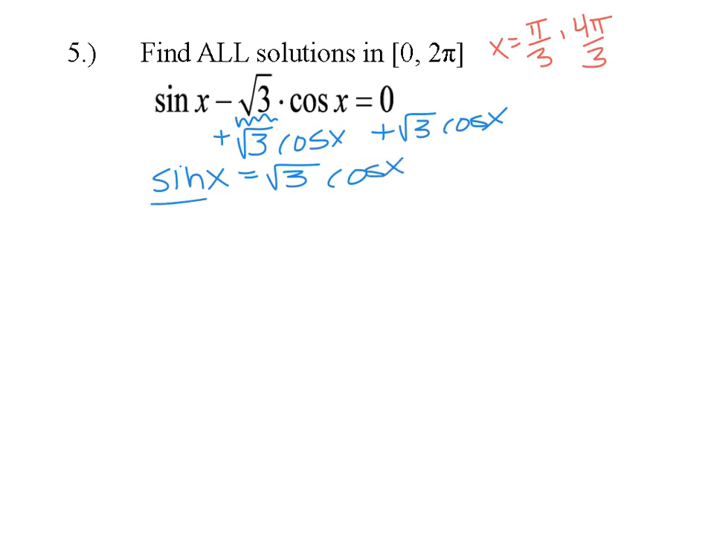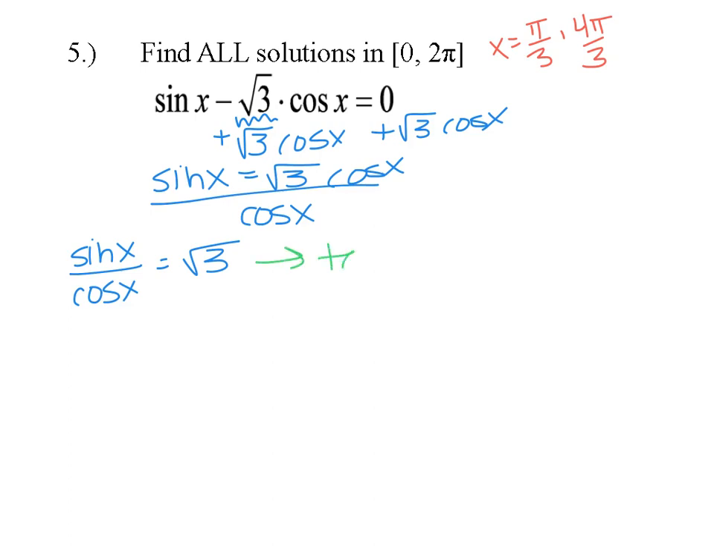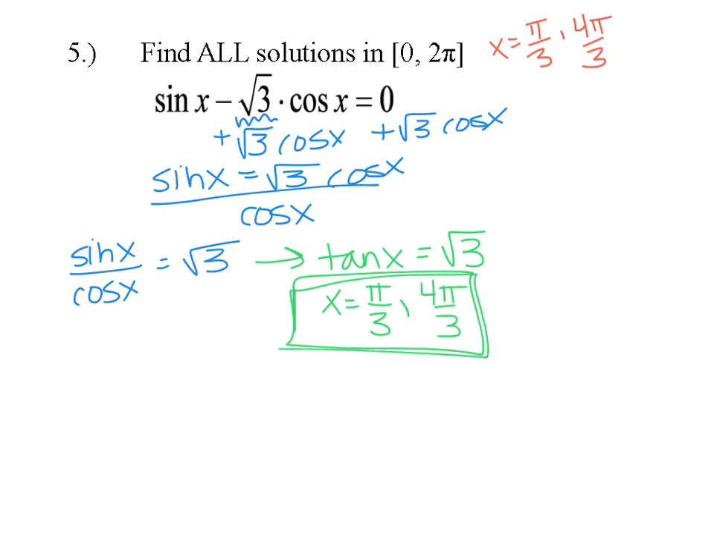And then what we're going to do is just divide by the cosine of x, so that you're left with sine of x over cosine of x equals root 3. Now the sine of x over cosine of x is going to become tangent of x, and that's going to be equal to root 3. And then this just becomes a simple unit circle problem. So where is the tangent equal to a positive root 3? That's going to be at pi over 3 and 4 pi over 3. And you can just use your unit circle to find those.